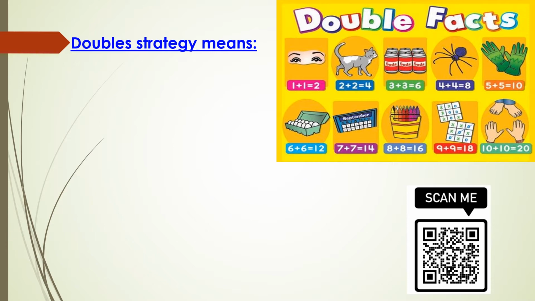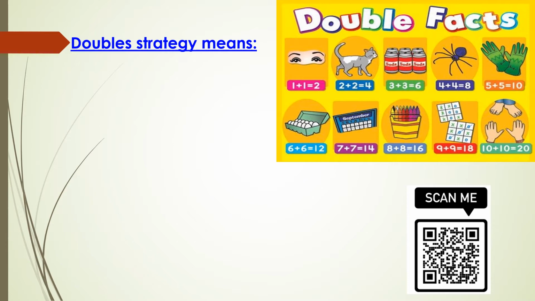Like other animals, like a horse. A horse also has 4 legs, 2 front and 2 back. So 2 plus 2 equals 4. The next picture is 4 soda cans. 3 plus 3 equals 6. The next picture, 4 spiders. A spider has 8 legs. 4 plus 4 equals 8.